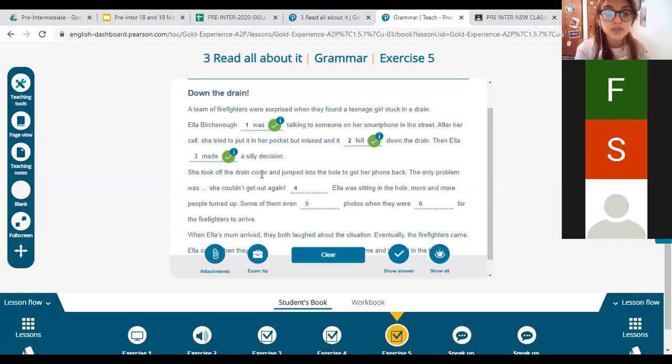She took off the drain cover and jumped into the hole to get her phone back. That is very silly indeed. So let's see, Lara, can you do the next one? Oh, the only problem was she couldn't get out again.